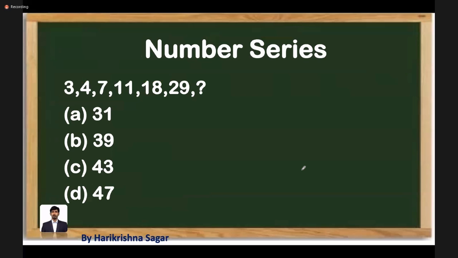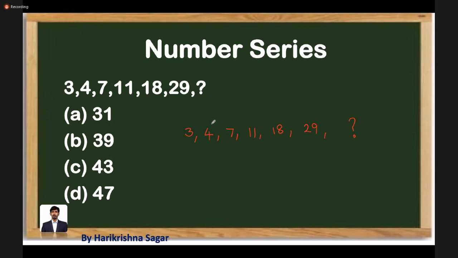Look at the first question which is available on the screen. If you observe the first question, this is 3, 4, 7, 11, 18 and 29. What is the next term in this sequence is the question. How to find out the next term?